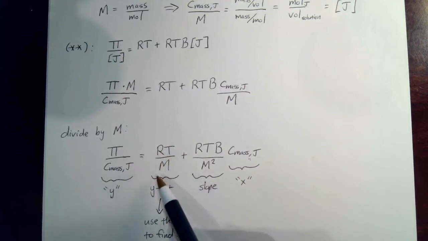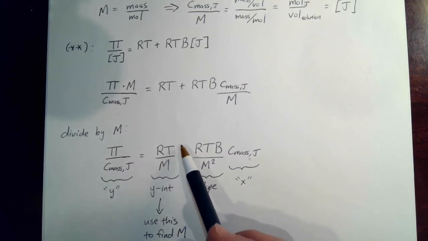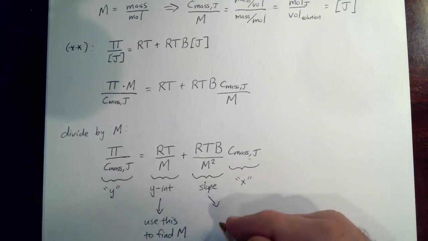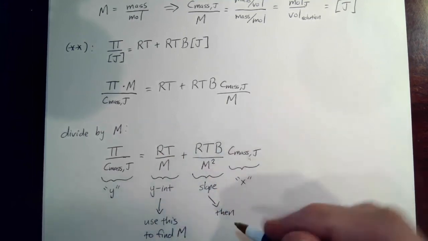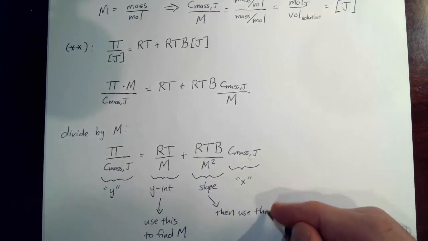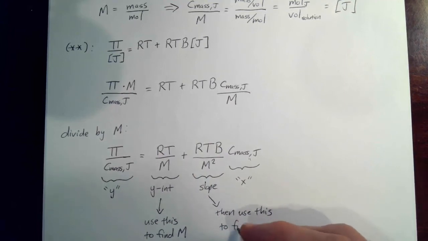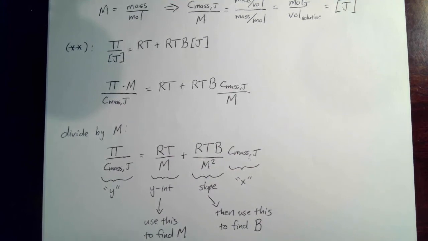R and T are known, and so when we find the y-intercept of our data, when we plot it, we can solve for m. And then once we know m, then we can use this formula, equate it to the slope of our line that we plotted, and now I know m and R and T, so I can use this formula then to find the osmotic virial coefficient B. Okay, so this is the experimental procedure, or the procedure that we do on the experimental data in order to find M and B. Okay, so let me write down some data and we'll do it real quick.